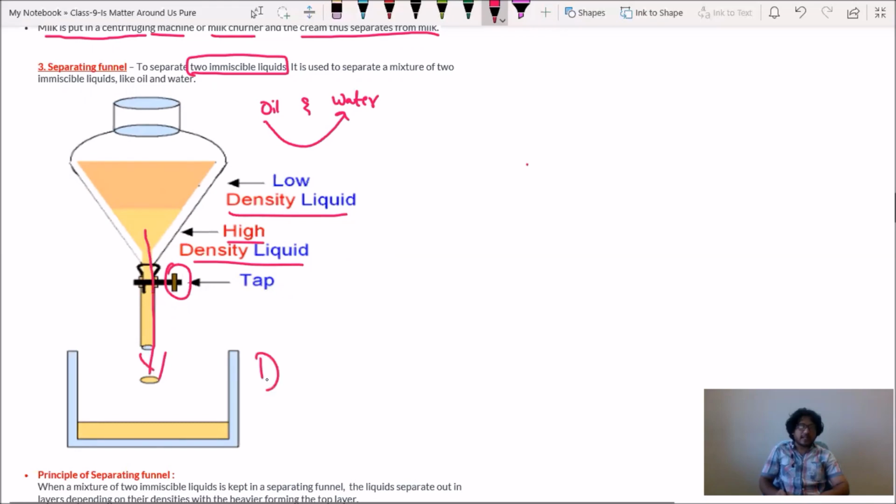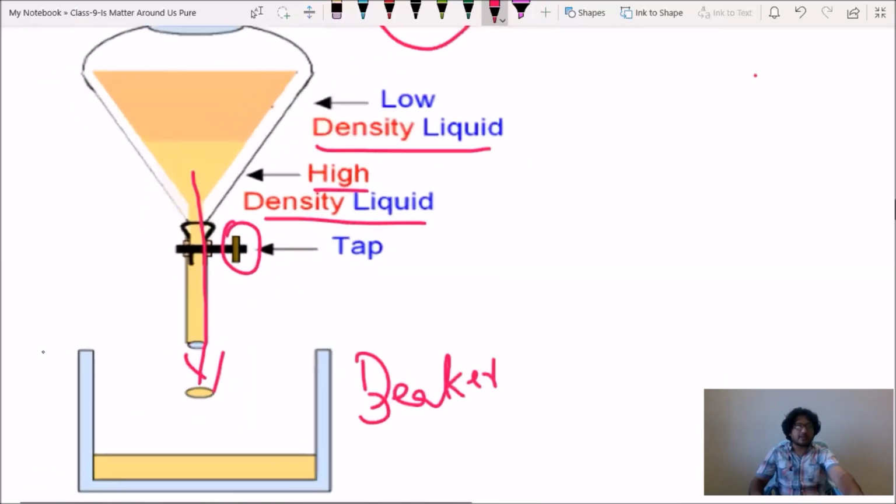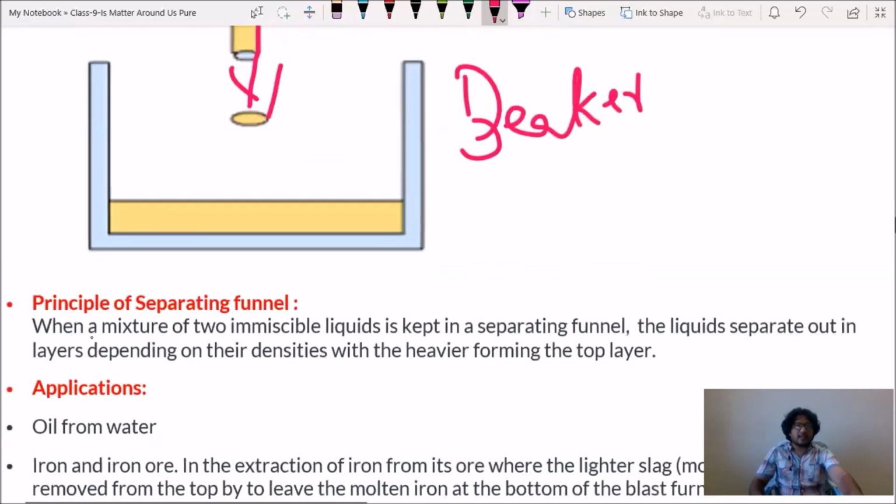You can collect it in a beaker, and if this liquid comes out, the low density liquid will be coming here. You can close the tap such that the high density liquid can be collected separately and the low density liquid can be collected separately. That is a very simple technique where you can use the separating funnel technique.